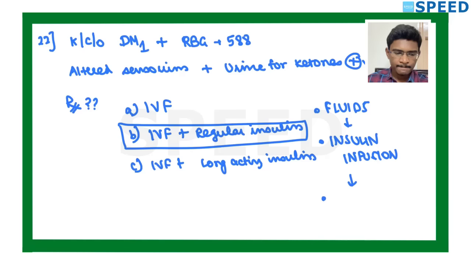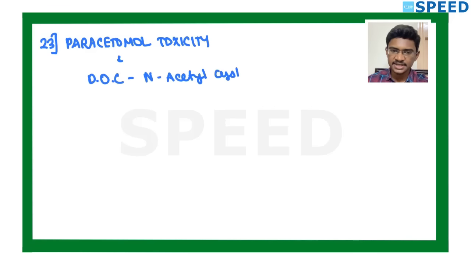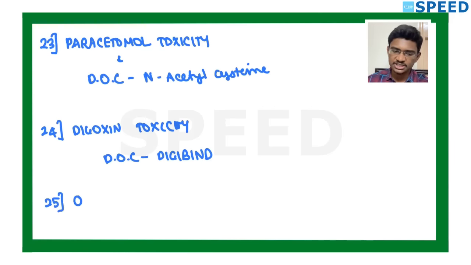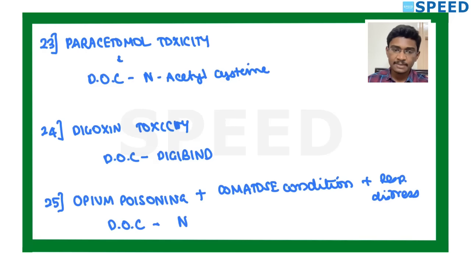And 3 questions were asked for toxicity and drug of choice. One is paracetamol toxicity, drug of choice is N-acetylcysteine. And digoxin toxicity, drug of choice digibind. And one more question, opium toxicity with patient having altered consciousness, comatose state and respiratory distress. Obviously the answer will be IV naloxone. Naltrexone is for maintenance, chronic therapy, long acting. It will be used for maintenance to prevent withdrawal. In acute settings, drug of choice will be IV naloxone.